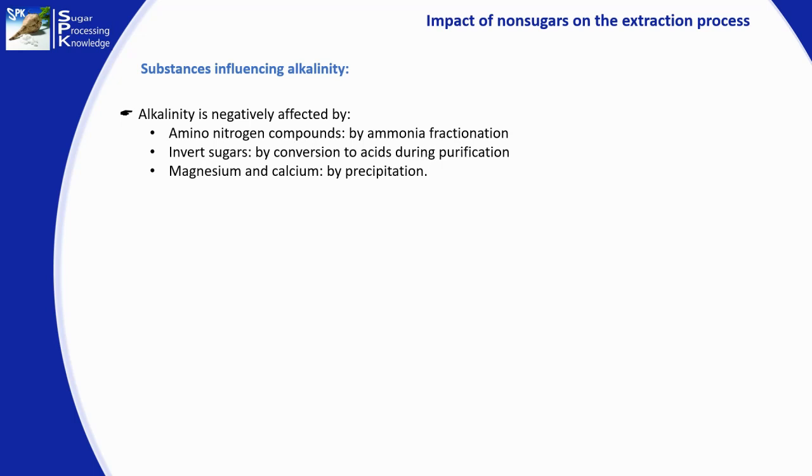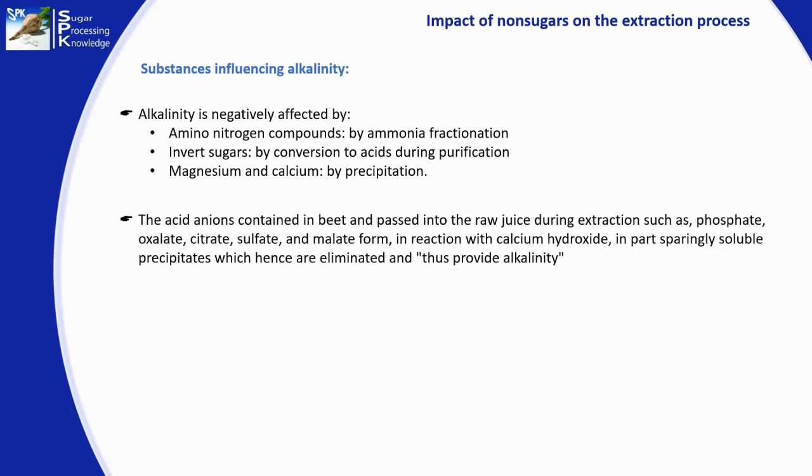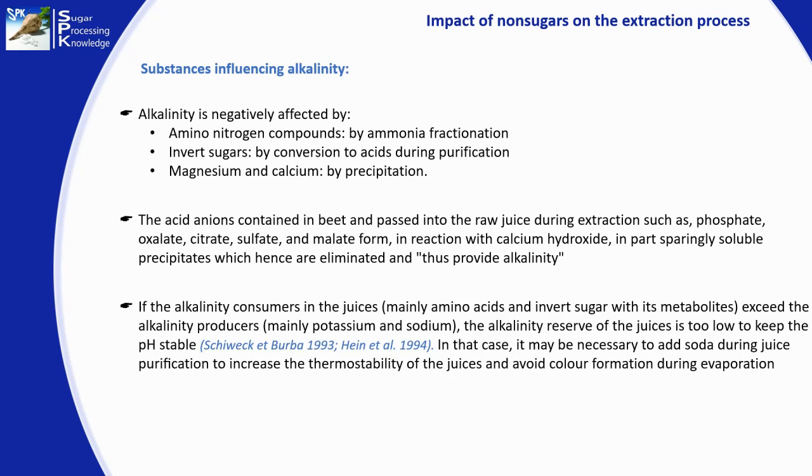The acid anions contained in beet and passed into the raw juice during extraction, such as phosphate, oxalate, citrate, sulfate, and malate form, in reaction with calcium hydroxide, in part sparingly soluble precipitates which hence are eliminated and thus provide alkalinity. If the alkalinity consumers in the juices, mainly amino acids and invert sugar with its metabolites, exceed the alkalinity producers, mainly potassium and sodium, the alkalinity reserve of the juices is too low to keep the pH stable.